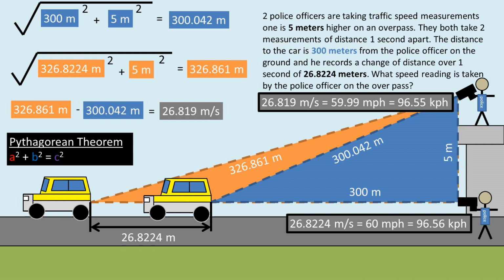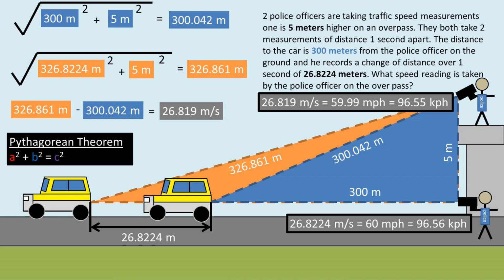Taking the difference of the hypotenuse of the orange triangle minus the hypotenuse of the blue triangle, we get the change in distance relative to the police officer on the overpass in meters per second, which happens to be 26.819 meters per second. So if you unfortunately got a speeding ticket from a cop on the overpass, the speed reading would be a little bit slower than your actual speed.